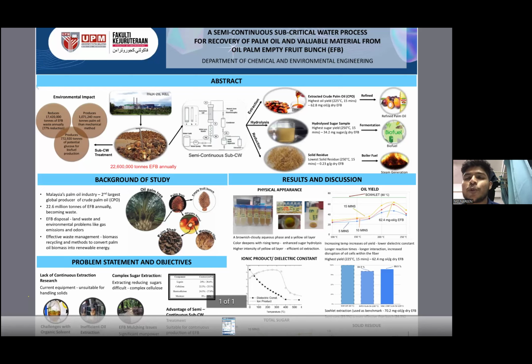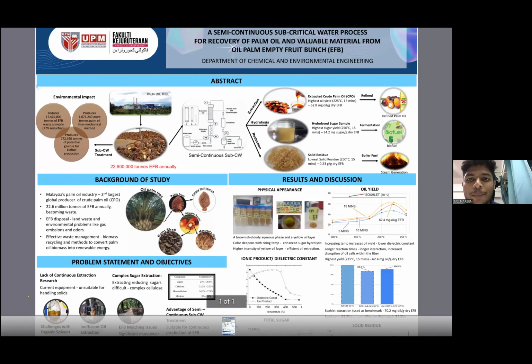Currently, I'm doing my final year project research on a semi-continuous subcritical water process for recovery of palm oil and valuable material from oil palm empty fruit bunch. Before I go into detail of the exciting part of my research, which is the environmental impact and the process involved, let me go a little bit deeper into the background of the study.